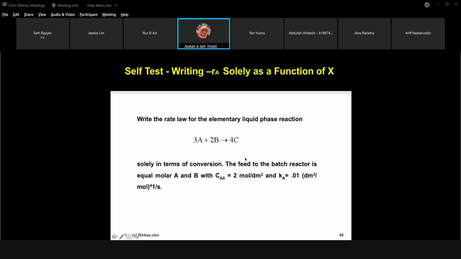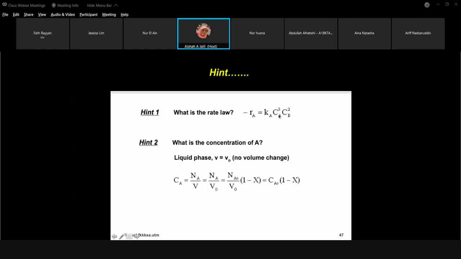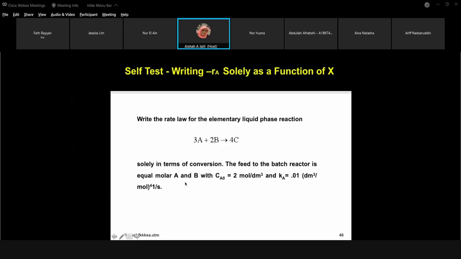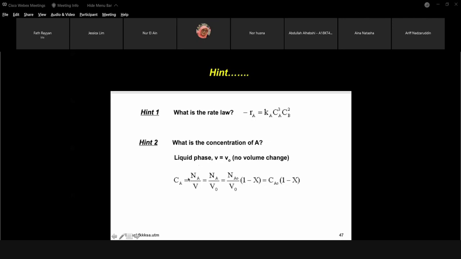Okay, then what do they want? They want you to calculate, I think. Okay, this is the answer. And then they want you to express this in terms of X. Because they give you the CA naught and also the K, like I said before, no need to bother about this one. Just remember CA equal CA naught 1 minus X. So you have to put it here. Then you find out for the CB.